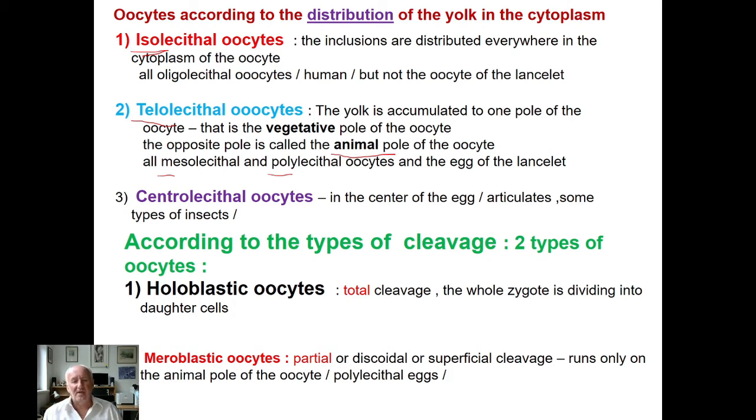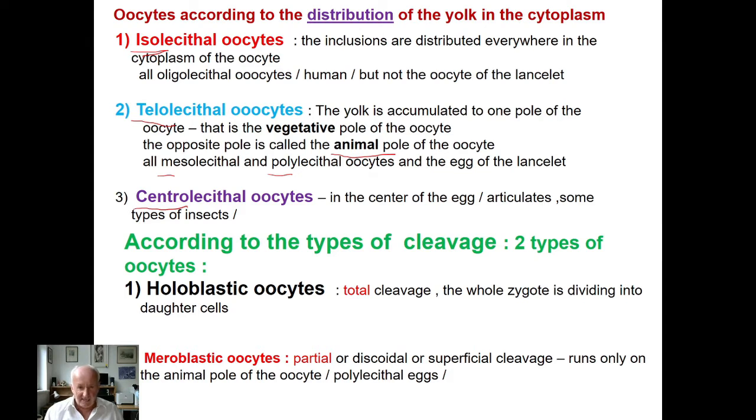So this is now the second group, and this is not a big group. Centro means in the center. The yolk is in the center of the oocyte, the nucleus is on the side, so you can find them in some insects. Such interesting centrolecithal oocytes.